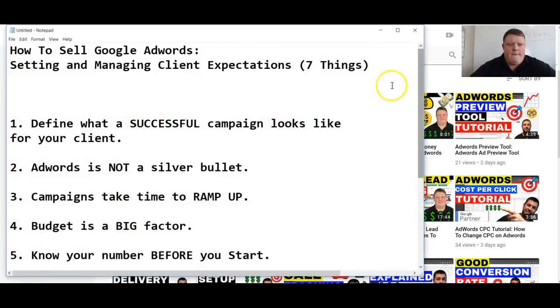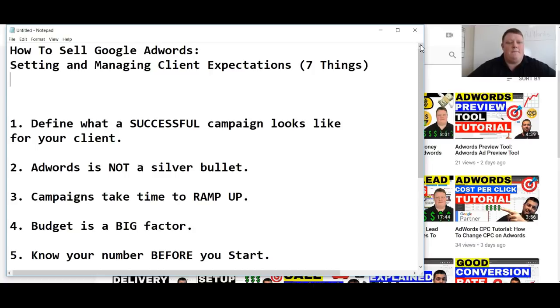So today we're talking how to sell Google AdWords, how to set and manage client expectations. So I put together a list of 7 things. There could be 8, there could be 10, there could be 5, but I put together 7. Now this is just my opinion. I've sold the shit out of AdWords. I've sold a lot of accounts, and this is my experience having done it many times.